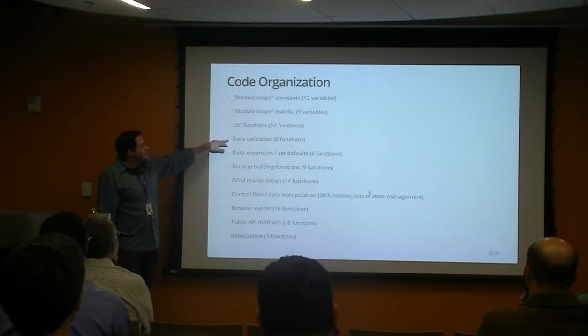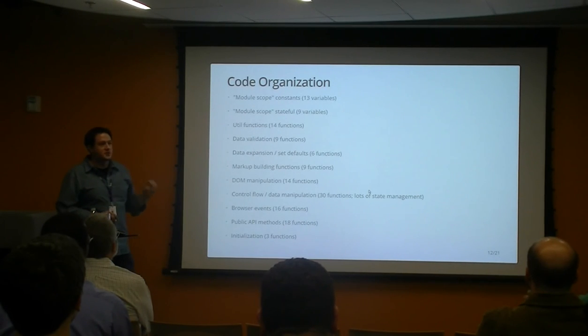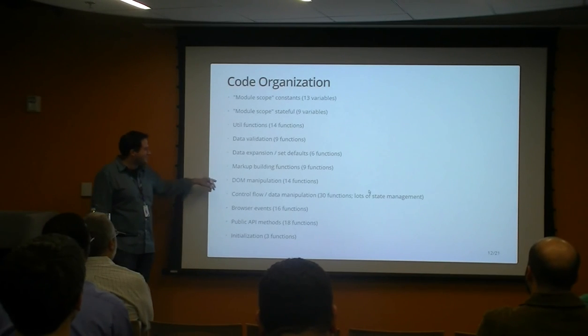Util functions. Data validation: remember the first example where it's just an array? I'm doing data validation to make sure it's okay, and then doing expansion to convert it to the thing that I want it to be. Markup building functions: it's not a templating engine, it's just strings. It's just JavaScript functions that return strings. I mean, come on. DOM manipulation, that's like removing CSS classes as needed.